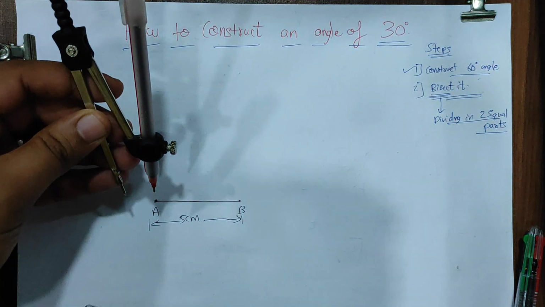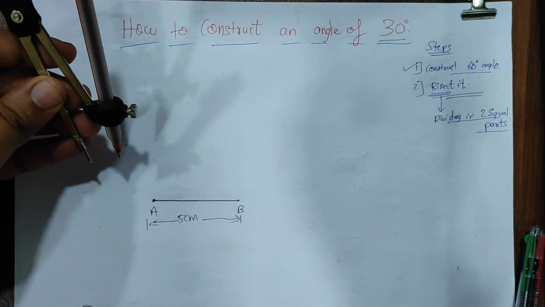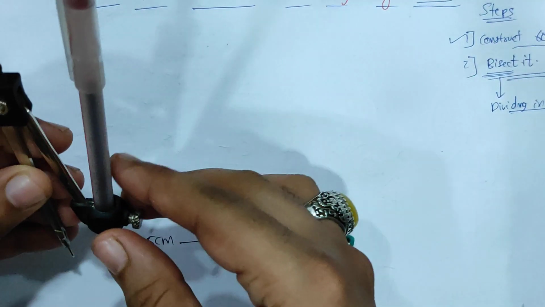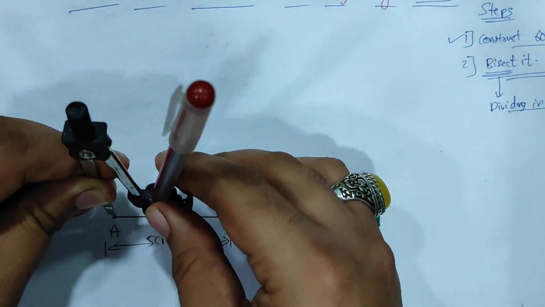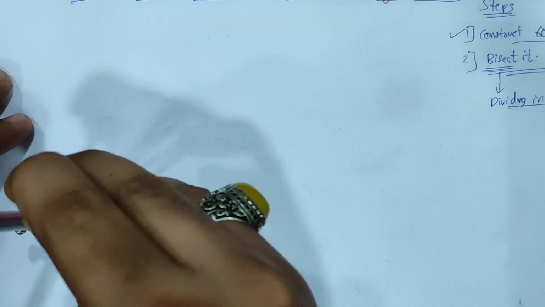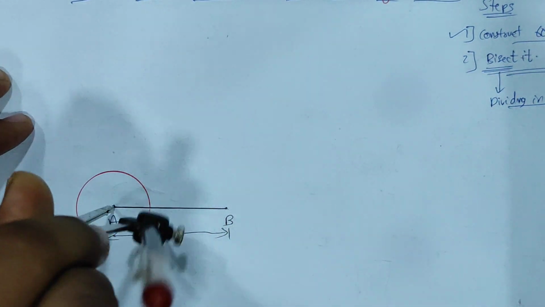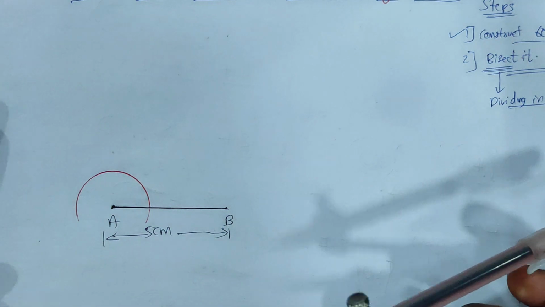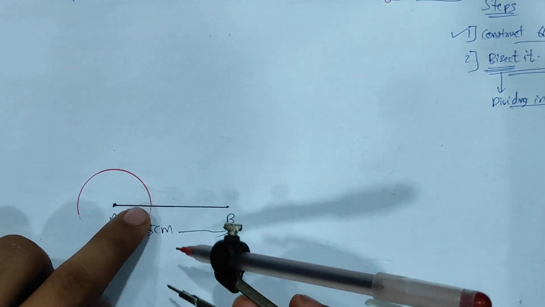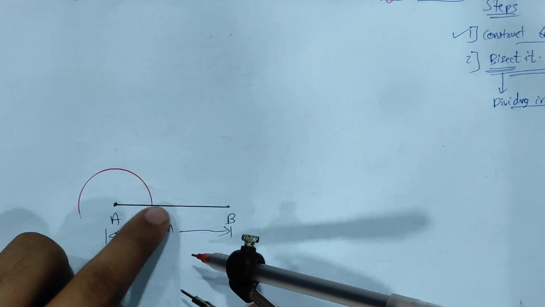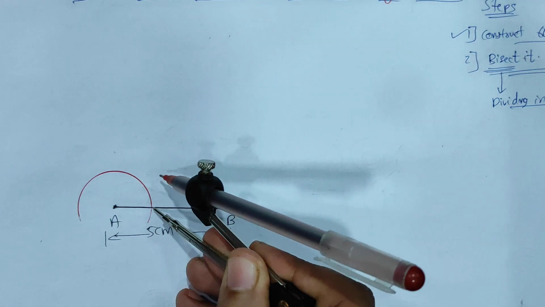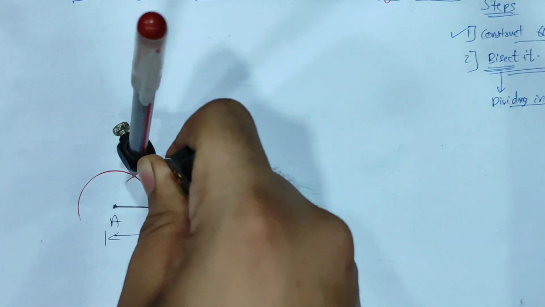Keep the pointer over here. If you want I can zoom in a little bit. I'm keeping the pointer on this point A and drawing a semicircular arc. Then, as I already explained that day, keep the pointer on the point where this red arc bisects this black segment, and draw an arc over here.